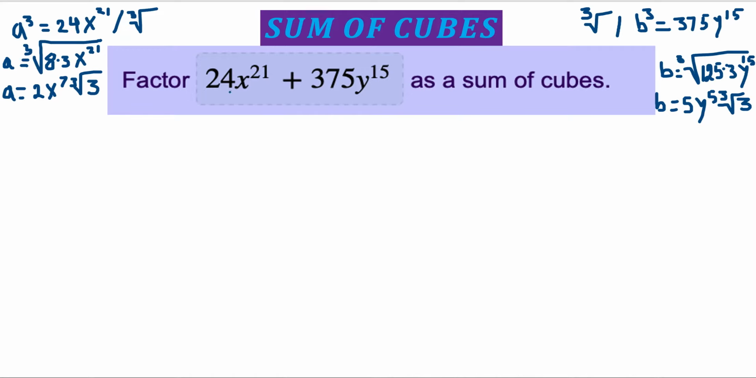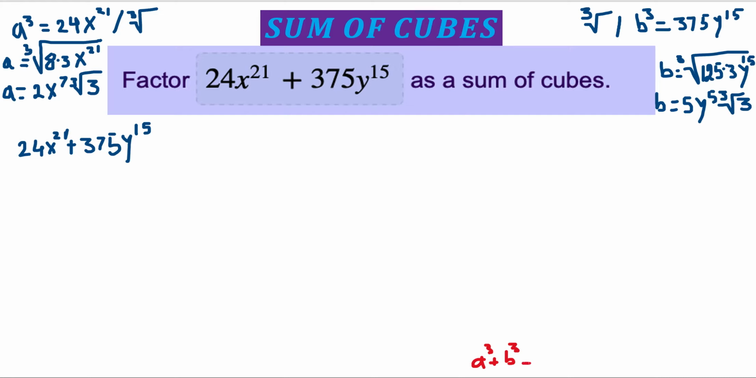Now the 24x^21 can be written, plus 375y^15. Y^15 is going to be equal, because we already know the cubic formula. Let me write here the cubic formula just to have it here: a cubic plus b cubic. We already know this formula.